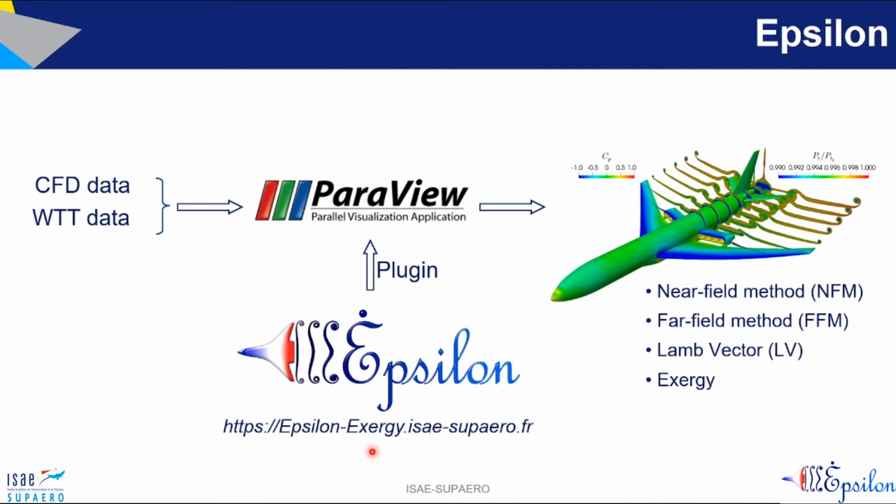This software Epsilon can be downloaded in our website, and of course, this is open source. It has been released under GNU GPL V3 license.